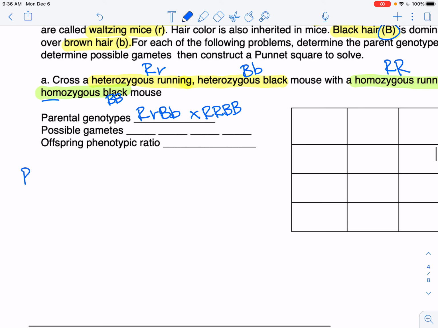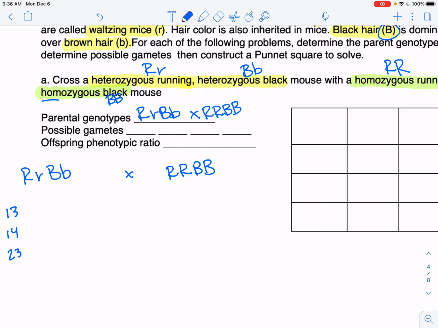So I'm going to write those out here like this. Remember, I'm going to do 13, 14, 23, 24. So big R, big R, little B, little R, big B, little R, little B. For here, 13, 14, 23, 24. This is big R. These are all going to be the same. That works out really nicely.